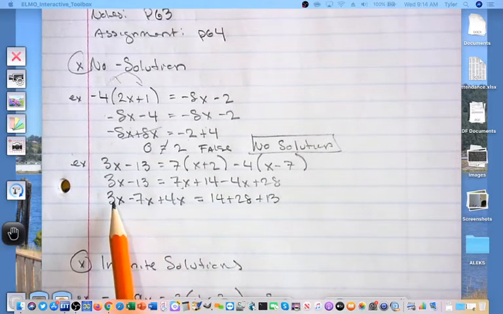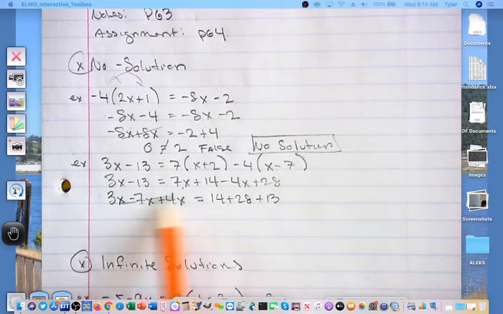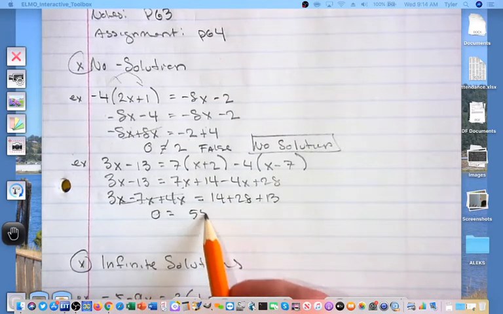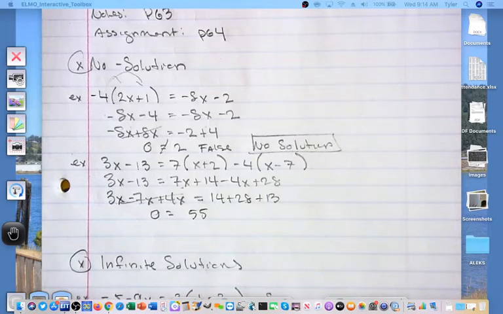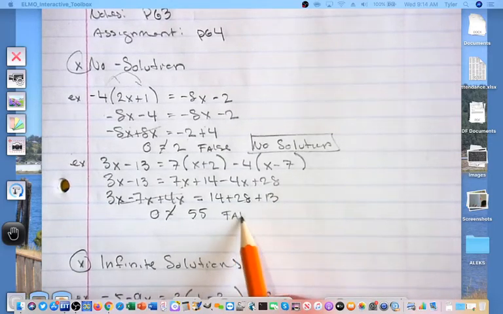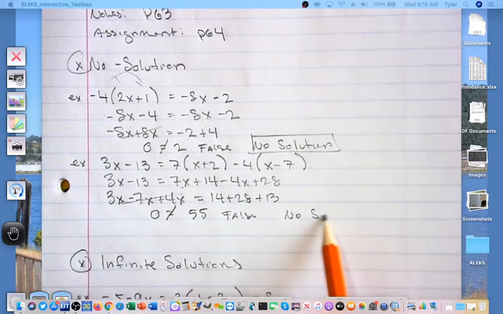So in this case, 3x minus 7x plus 4x, well, that is going to equal 0. It doesn't always equal 0, all right? Let's take a look. 14 plus 28 plus 13 is going to give me 55. Okay, 14 plus 28 plus 13 is 55. That is, again, a false statement. 0 is not equal to 55. And therefore, I have no solution.